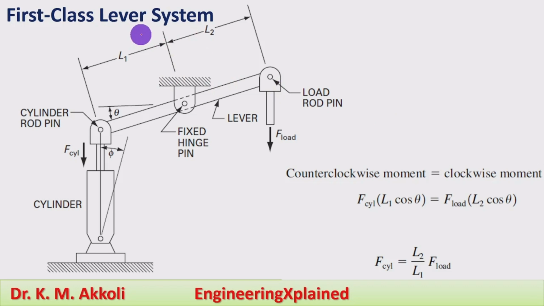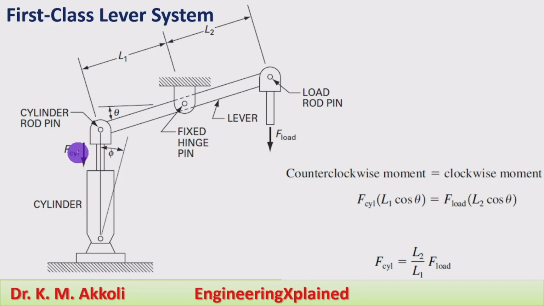In the first class lever system, the hinge point is in the middle, the effort is at one end, and the load is at the other end. We can say in this one, the fixed hinge pin is located between the cylinder rod pin and the load rod pin, and their distances we take as L1 between the cylinder rod pin and the fixed hinge pin, and L2 between the fixed hinge pin and the load rod pin.